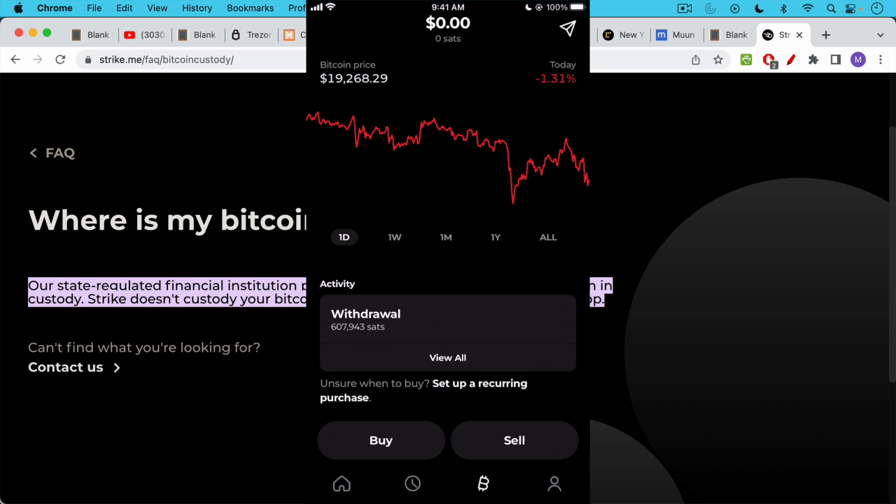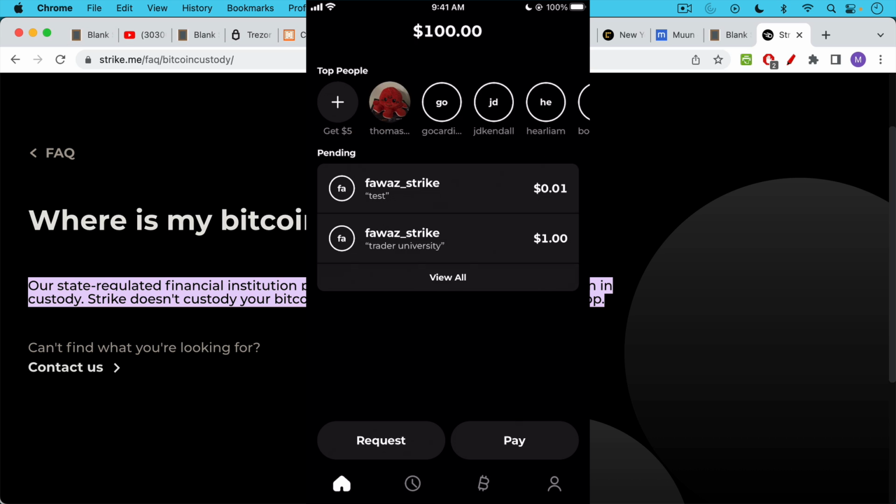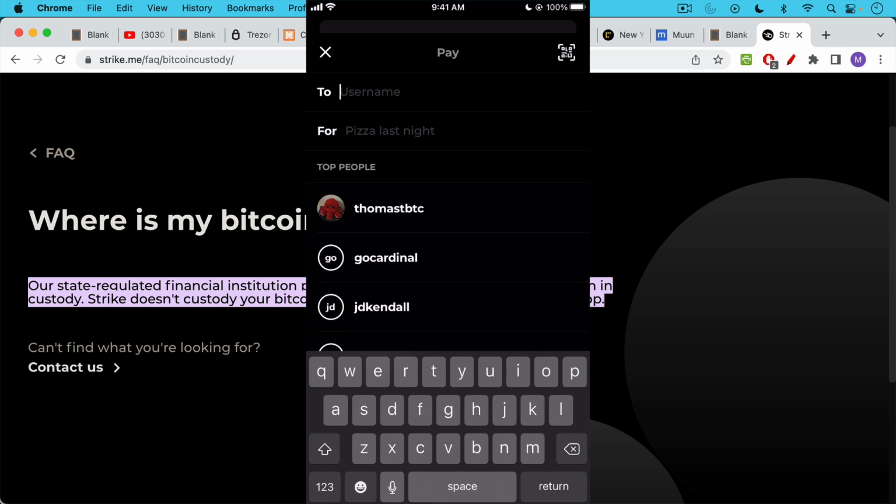And this will involve sending dollars to other people. So we can go to the home screen here, and you can see that we have a request button and a pay button. So the first thing we'll do is the pay button. Let's say I want to pay a friend back for dinner.